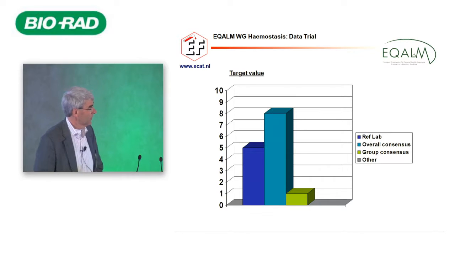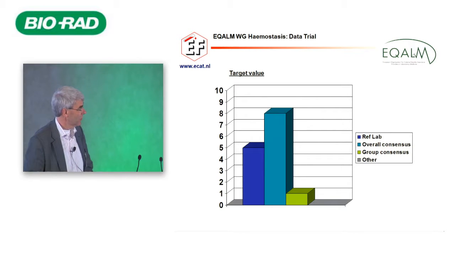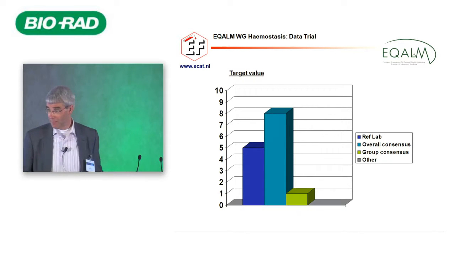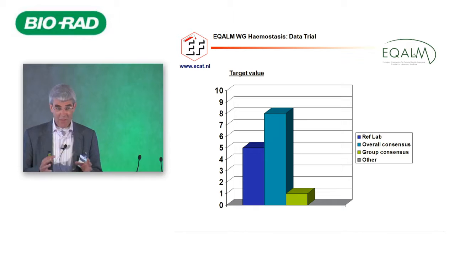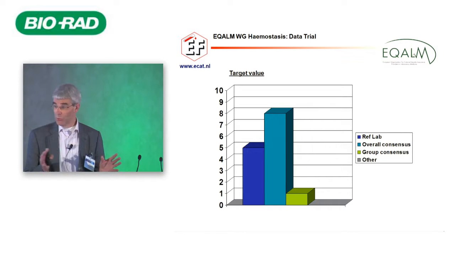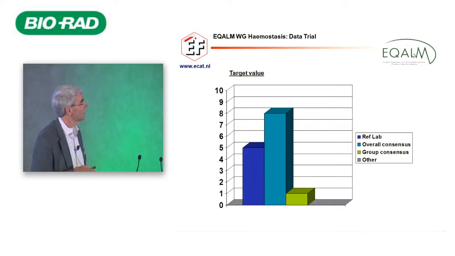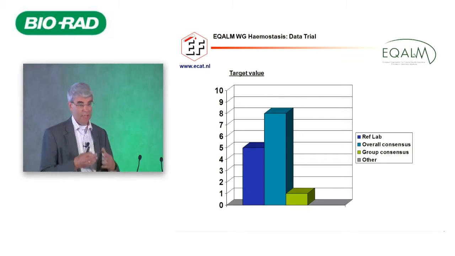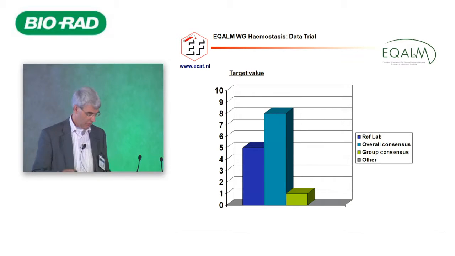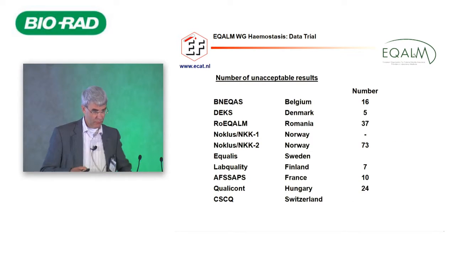What kind of target values are used by the different EQA providers? And here you see that if you add up the differences, you get more than 10 EQA providers that were involved in this project. So some providers used multiple manners to calculate the target value. But the most widely used approach in the field of coagulation is the overall consensus value. And then you can split it up in peer groups, etc. You are all familiar with that.